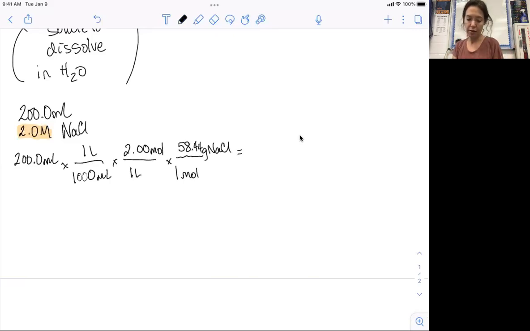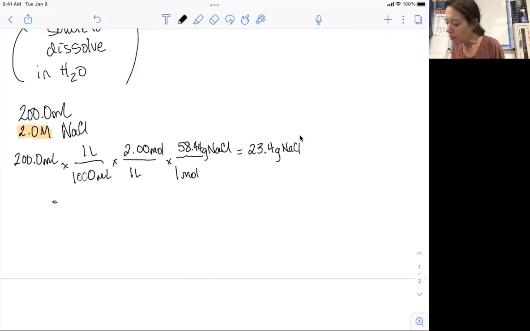I'm then going to do the math with my handy dandy calculator. 200 times 2 times 58.44 equals, and then I will divide that by 1,000, and that tells me that I need 23.4 grams of NaCl.